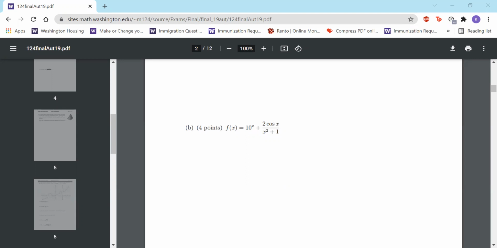So are we good to move on to the next question? I think question number 2A, it is logarithm differentiation.